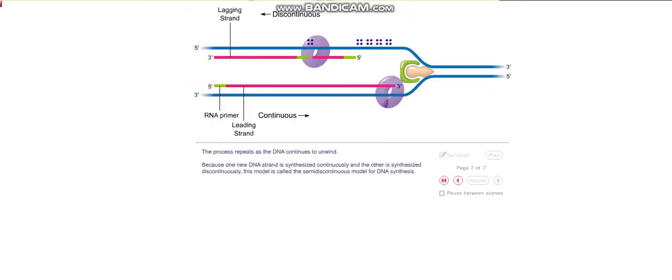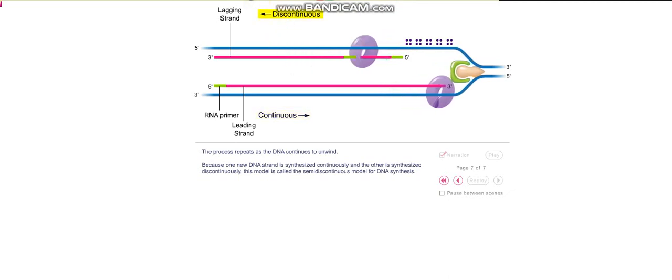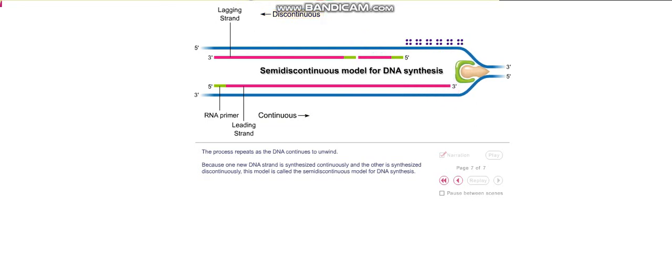The process repeats as the DNA continues to unwind. Because one new DNA strand is synthesized continuously and the other is synthesized discontinuously, this model is called the semi-discontinuous model for DNA synthesis.